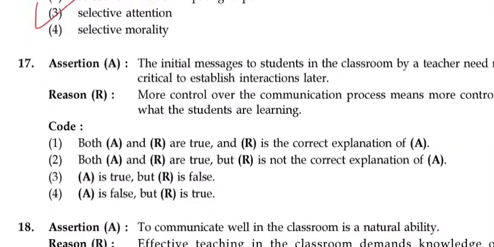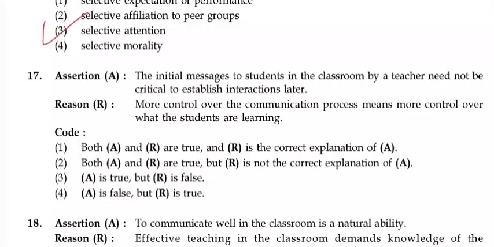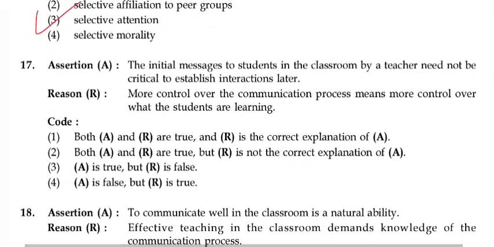Number 17, assertion A, reason R. A is saying the initial messages to students in the classroom by a teacher need not be critical to establish interactions later. Reason R is saying more control over the communication process means more control over what the students are learning. Code: both A and R are true and R is the correct explanation of A.